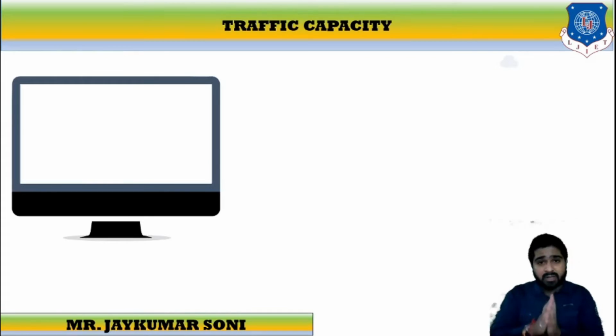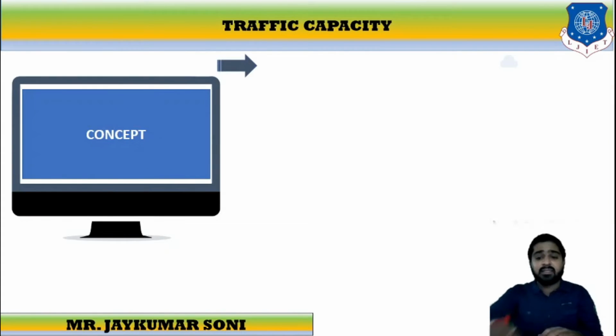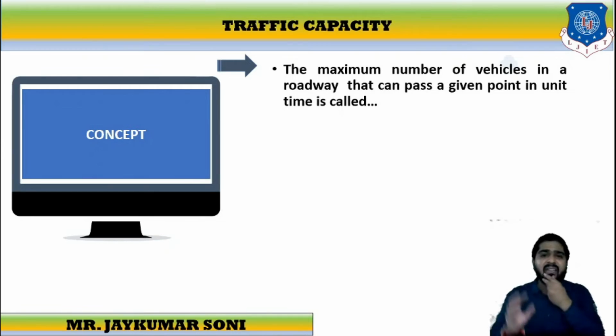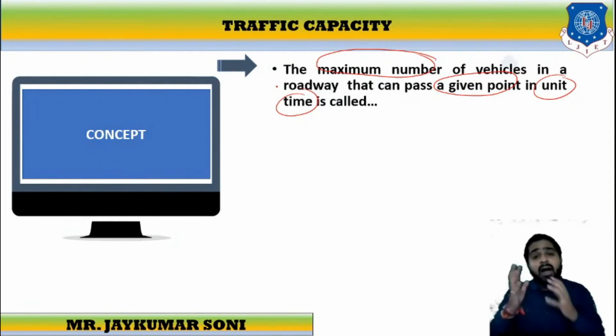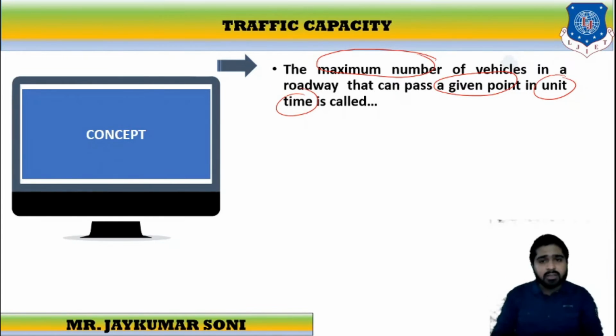So let us discuss traffic capacity. Capacity means the maximum that one can adopt. So traffic capacity means the maximum number of vehicles on a roadway which can pass a given point in unit time. So: maximum, given point, and unit time. In unit time, the maximum number of vehicles that can cross a given point is called traffic capacity. It is measured in the unit of vehicles per hour per lane.